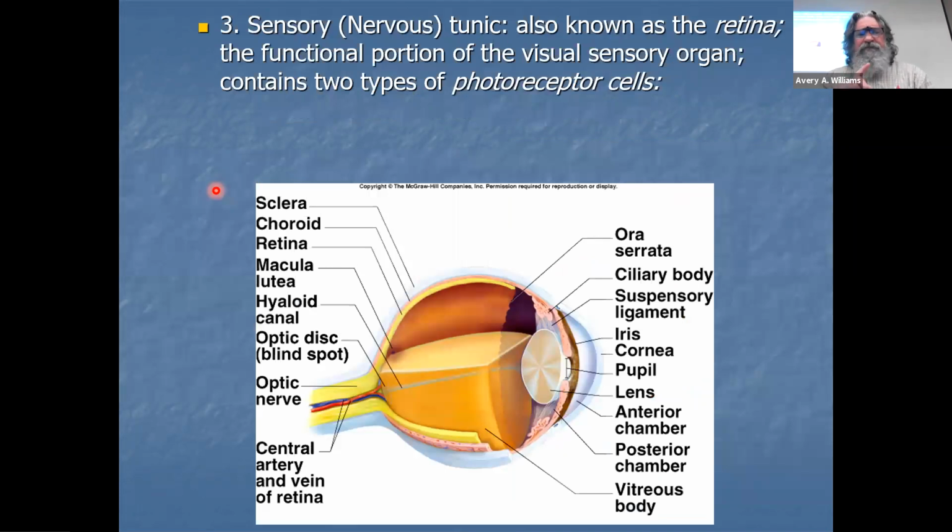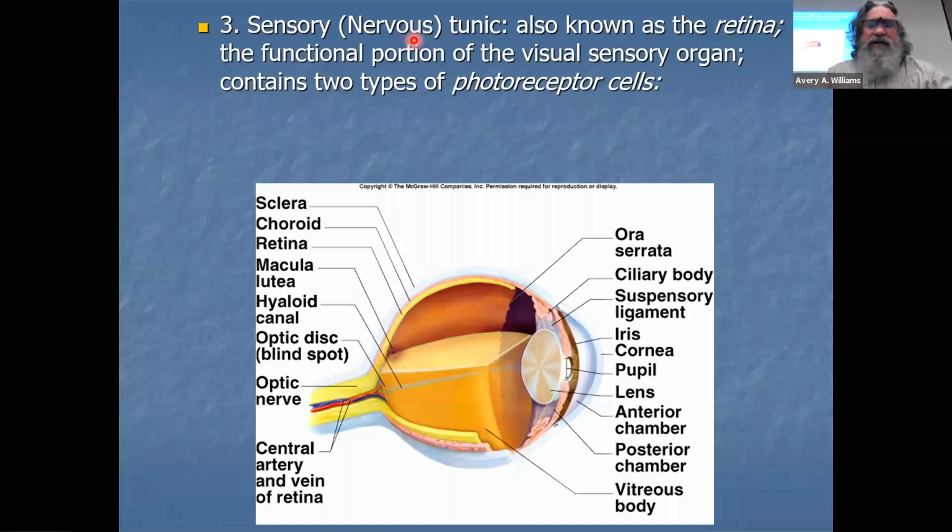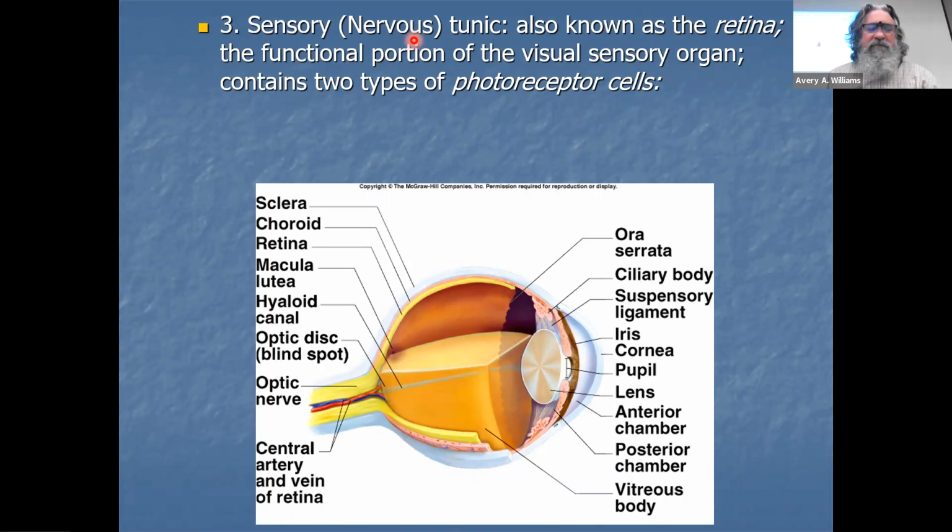So that's our second layer, the vascular tunic. Now, the deepest layer, it's called the sensory tunic, or some books will call it the nervous tunic, because that's the sensory portions. Remember, that's what we're talking about, special senses, right? But honestly, nobody calls it the sensory tunic or the nervous tunic other than an anatomy professor. Most people are familiar with this layer of the eye, and they simply refer to it as the retina.